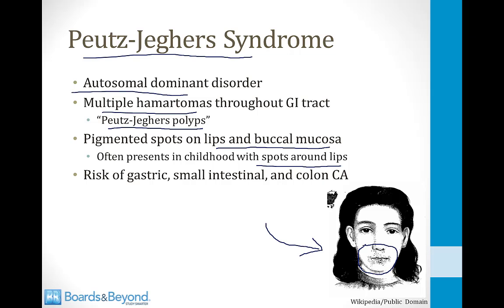And because there are so many hamartomas throughout the GI tract, there is an increased risk of gastric, small intestinal, and colon cancer in people with the Peutz-Jeghers syndrome.